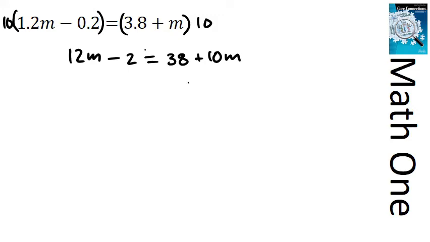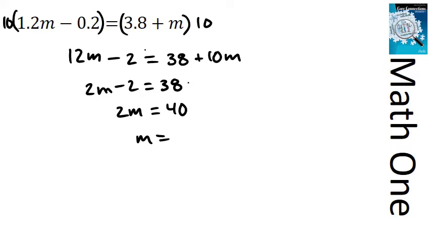So I have multiplied both the left and the right hand side by 10, and I have a nice looking equation without decimals at this point. I'm going to take away 10m from both sides. When I do that, I have 2m minus 2 equals 38. If I add 2 to both sides, that's 2m would equal the number 40. And finally, by dividing by 2, we get that m is the number 20.